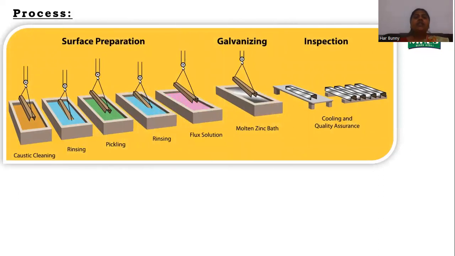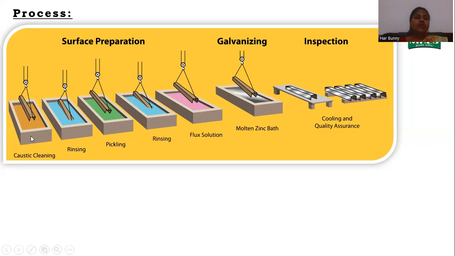Okay, so before the iron metal or the base metal undergoes the galvanizing process, it has to undergo some surface preparations. What are the surface preparations it will undergo? Let us see. Suppose this is an iron metal or iron sheet. This sheet is dipped into a caustic solution.